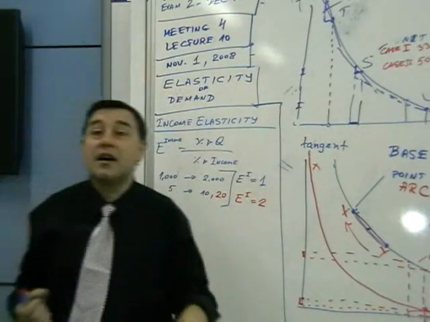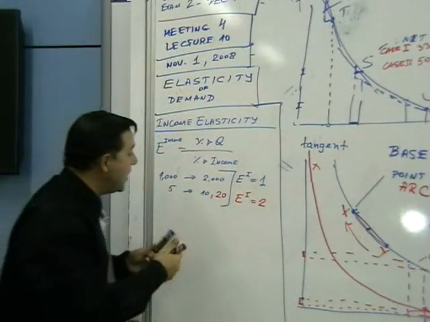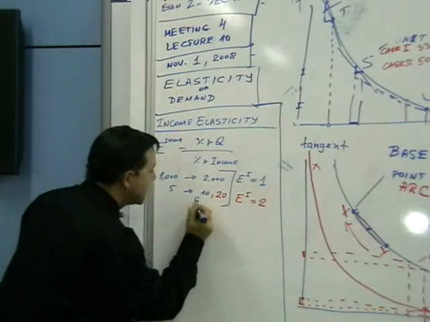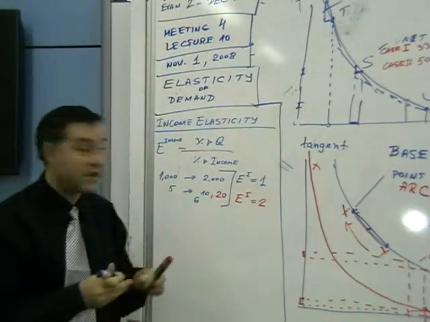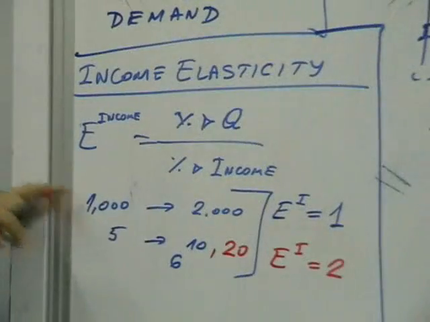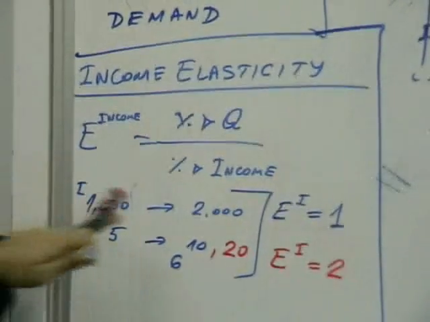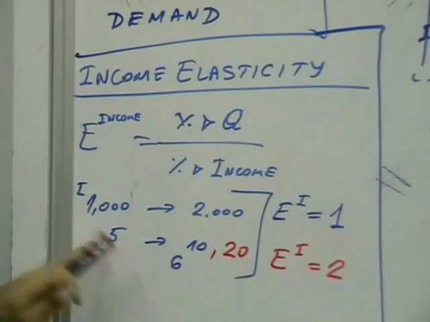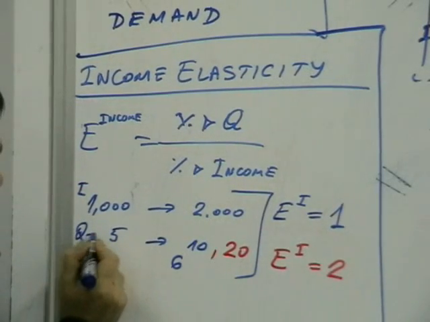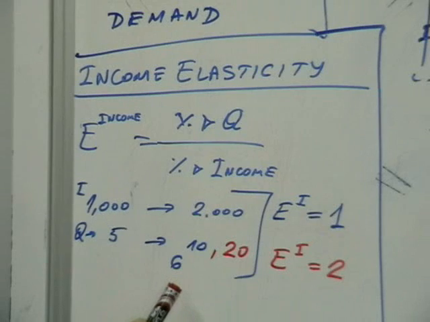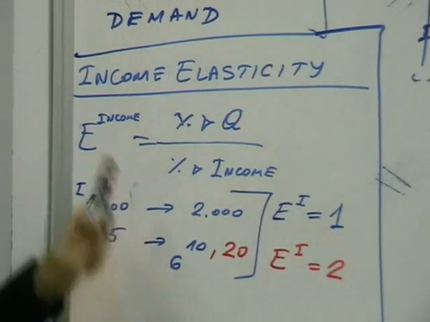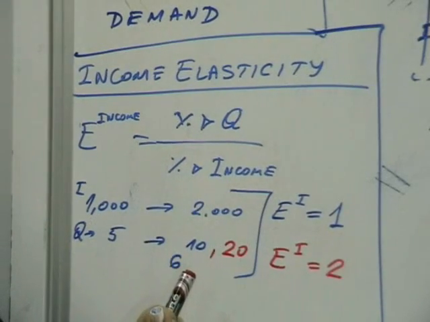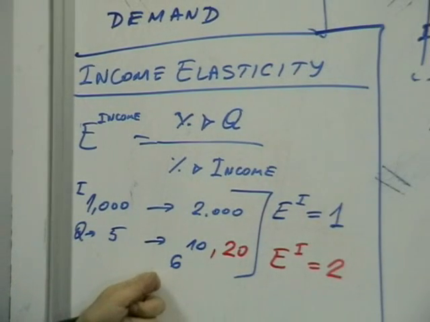Let's try like this. From 5, it goes to 6. Okay? From 5, it goes to 6. Here, this is income, it increases 100%. Here, quantity increases 20%, right? So we divide 20%, which is the quantity, by 100%, the income, and we get an income elasticity of 1/5, right? Or 0.2.